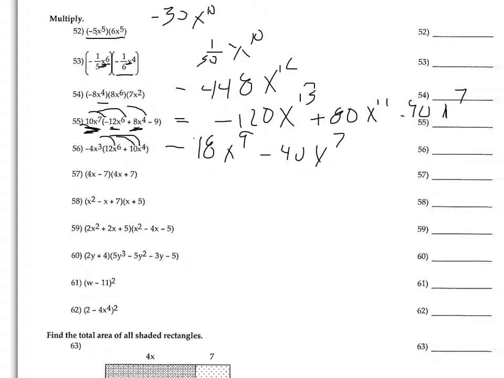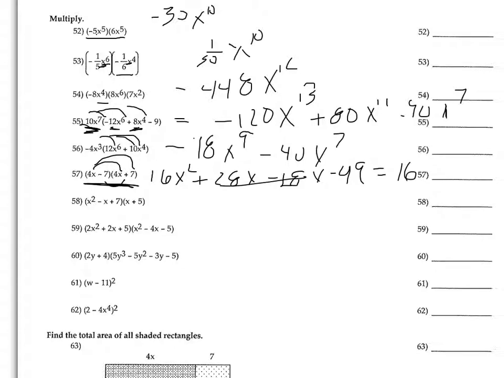Now, on these next ones, we can use box, we can use FOIL. Just for constraints of space, I'm going to FOIL this first one, then we'll do some box for the rest. So here, FOIL, we have 4x times 4x, that's 16x squared. Then the outside, we have the 4x times 7, which is going to be 28x. The inside, we have negative 7 times 4x, negative 28x. And then negative 7 times 7 is negative 49. These 28x's cancel, and that's because these are multiplicative conjugates. So what ends up happening is we have 16x squared minus 49.